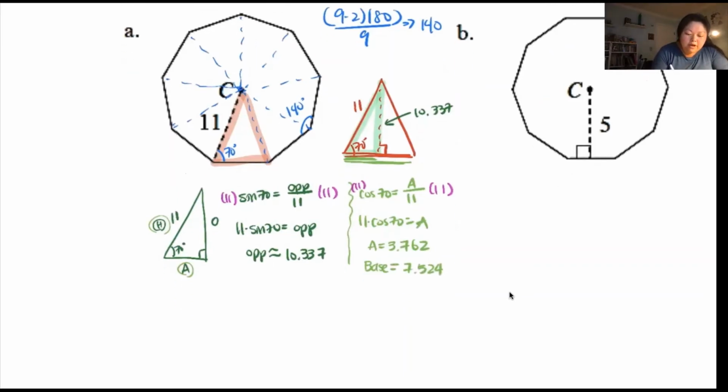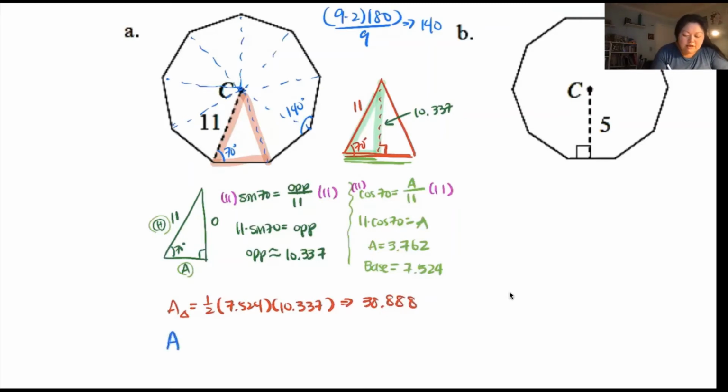Now I can figure out one triangle. Area of one triangle is 1/2 base 7.524 times height 10.337. Okay, so 1/2 times 7.524 times 10.337, and so that will give me 38.888. Okay, and now last but not least, to figure out the entire nonagon, so the final area, just put a big A here.